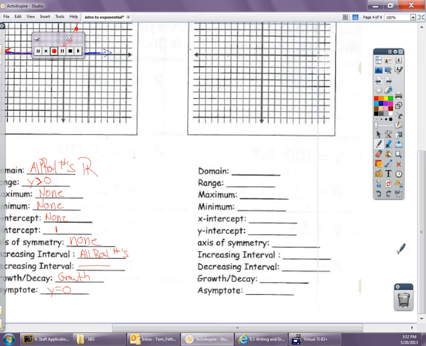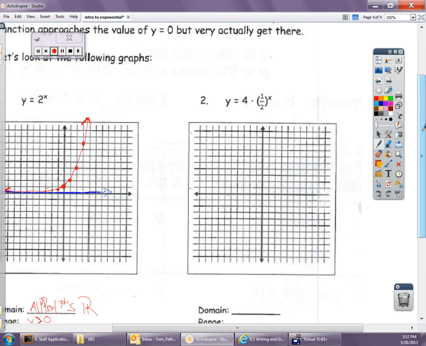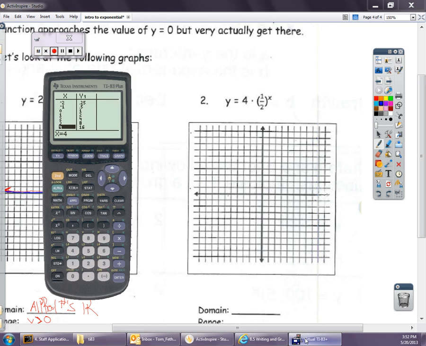Then when we look at the next one, this one we have 4 times 1/2 to the x. Well, if we go to y equals, we type in 4 times 1/2. Make sure you put that 1/2 in parentheses. Caret button to the x, so we raise it to the power of x. And if we look at our graph, now this graph's coming down, so it's a decay, and because that value of 1/2, we can look at our table.